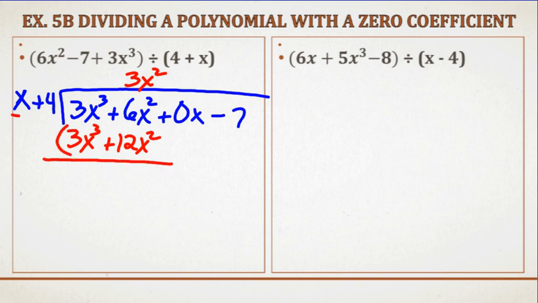Now underneath, I need to subtract all of this. And when I subtract all that, it really means I'm adding the opposite of what's in the parentheses. So negative 3x cubed plus 3x cubed is 0. 6x squared minus 12x squared is a negative 6x squared. Bring down the next term, so plus 0x.